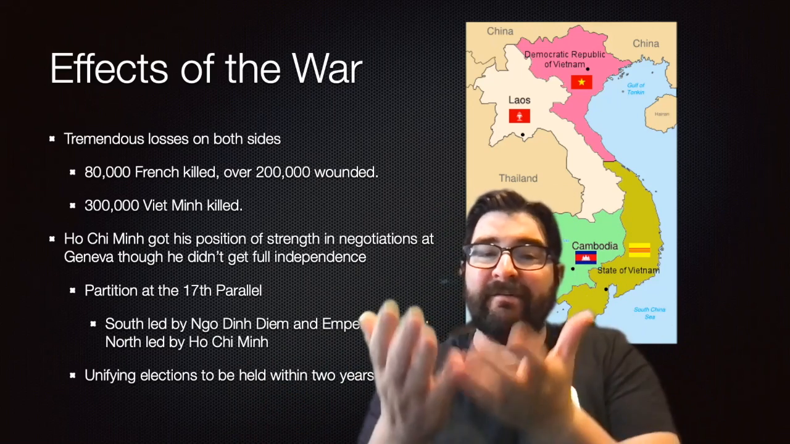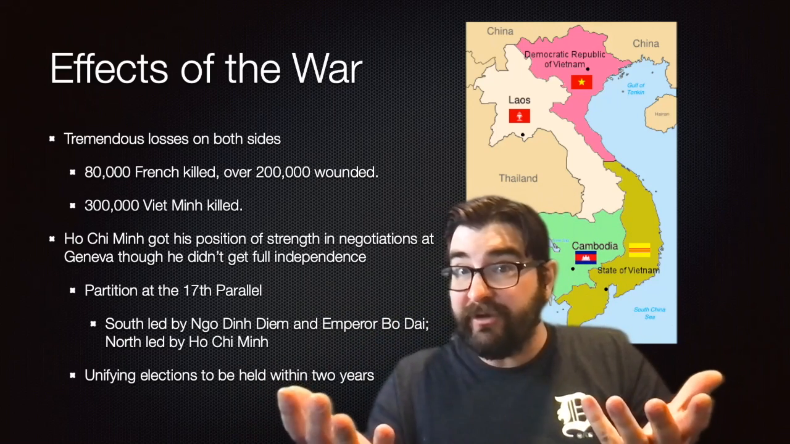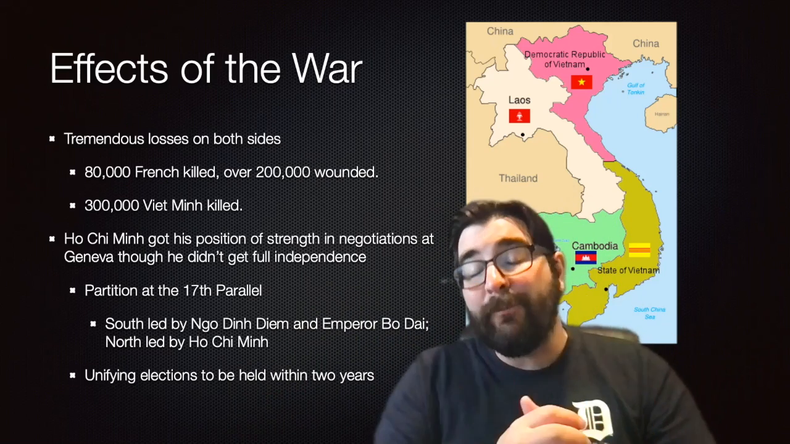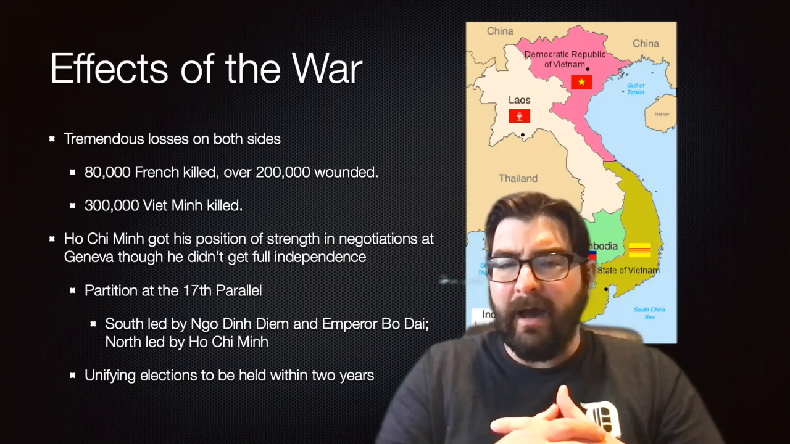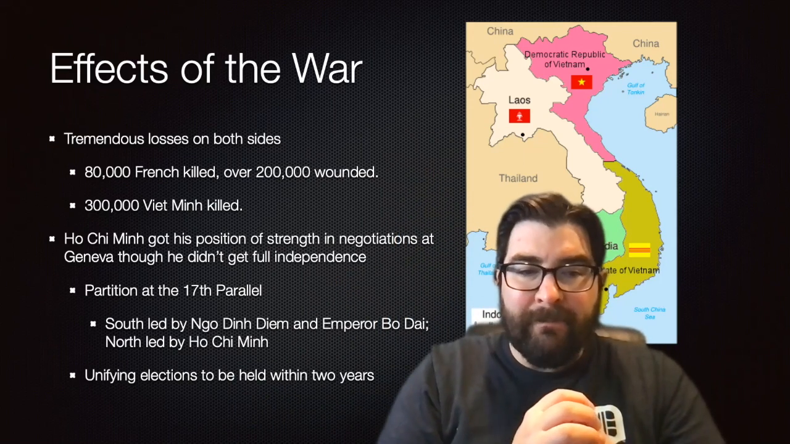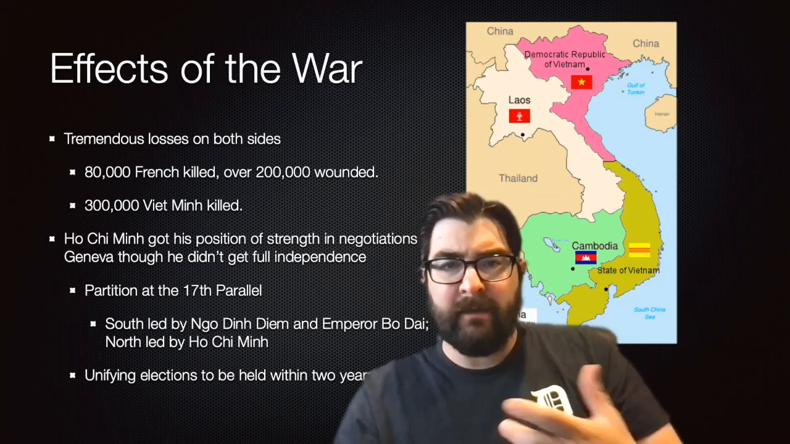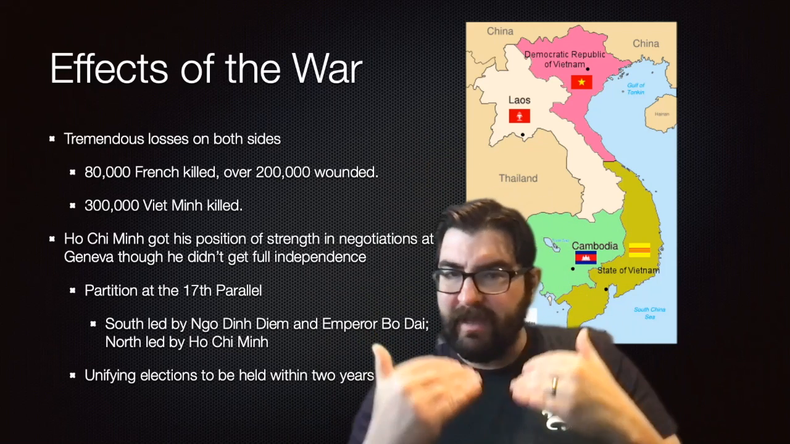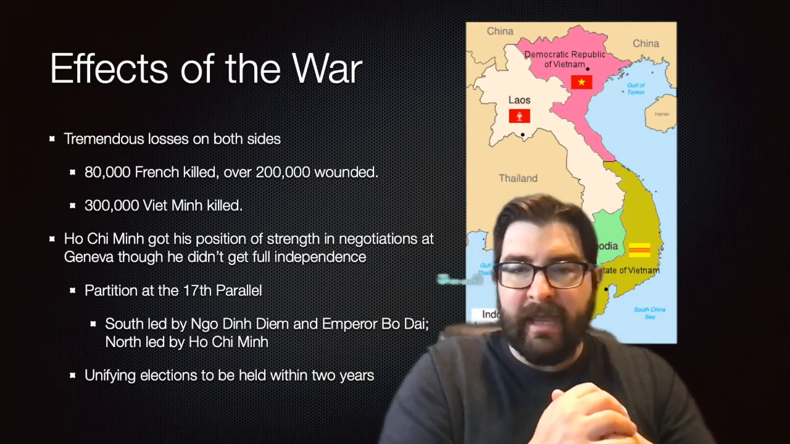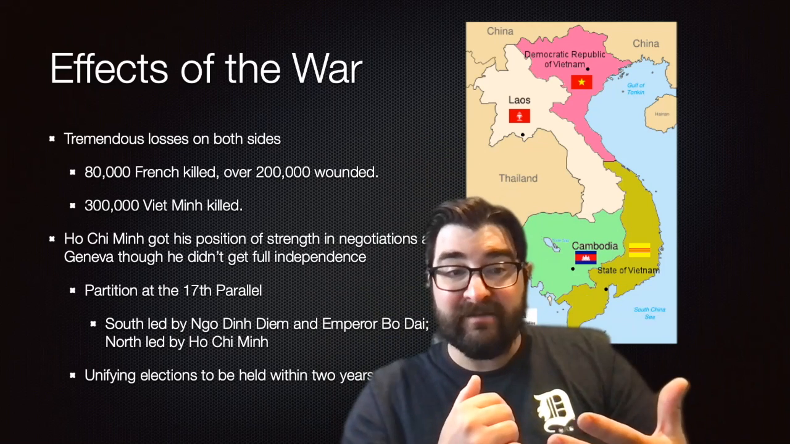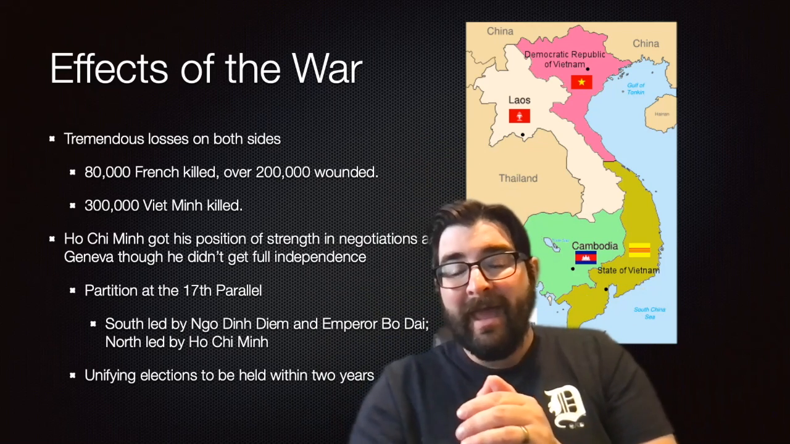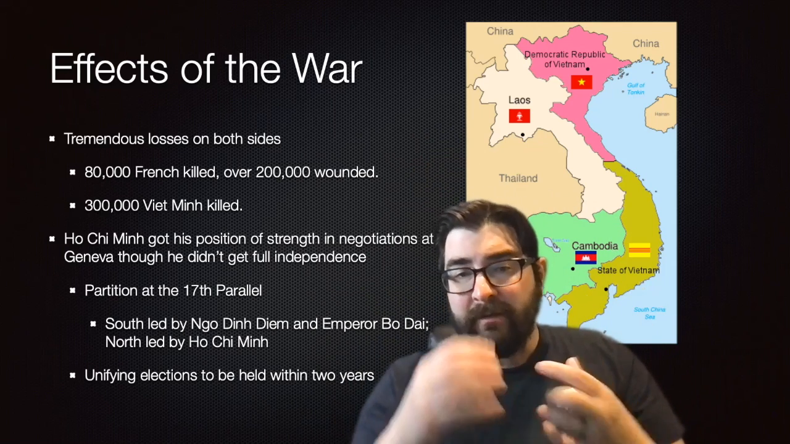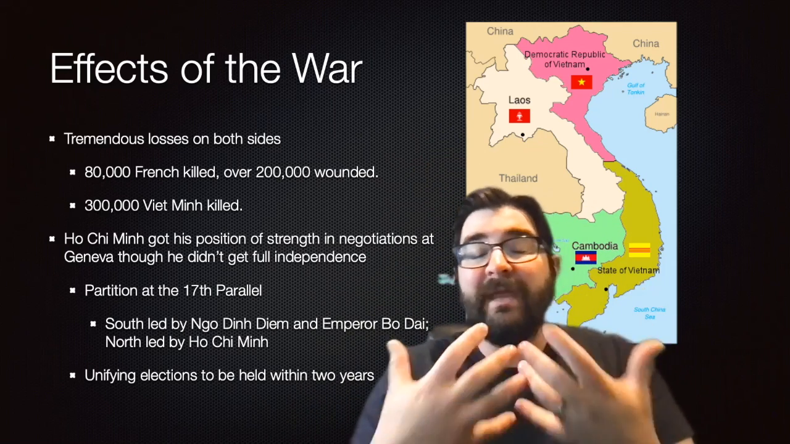What happens is a division in Vietnam, a temporary division. But remember, temporary divisions during the Cold War often turn into permanent divisions. So Vietnam will be divided at the 17th parallel. And the northern portion of Vietnam will be led by Ho Chi Minh and will form its communist government under his leadership, while the southern part of Vietnam will still have French influence, but be led by a pro-West Vietnamese president named Ngo Dinh Diem and an emperor, Bao Dai. Both are pro-West. Unifying elections to bring this country together were to be held within 2 years.